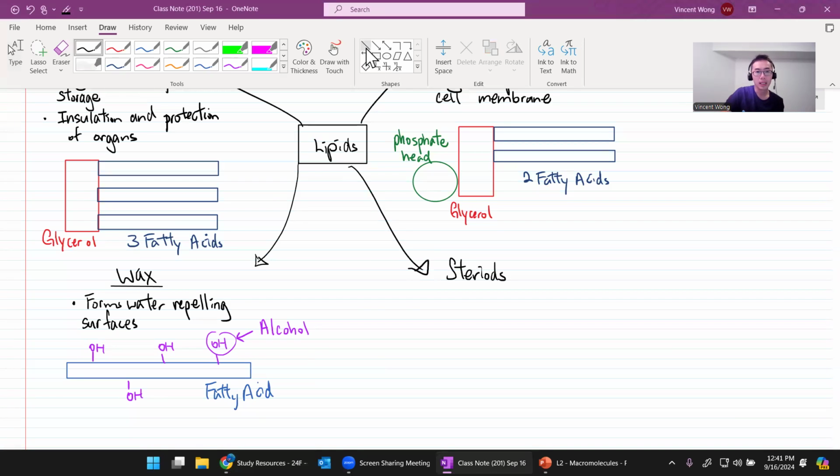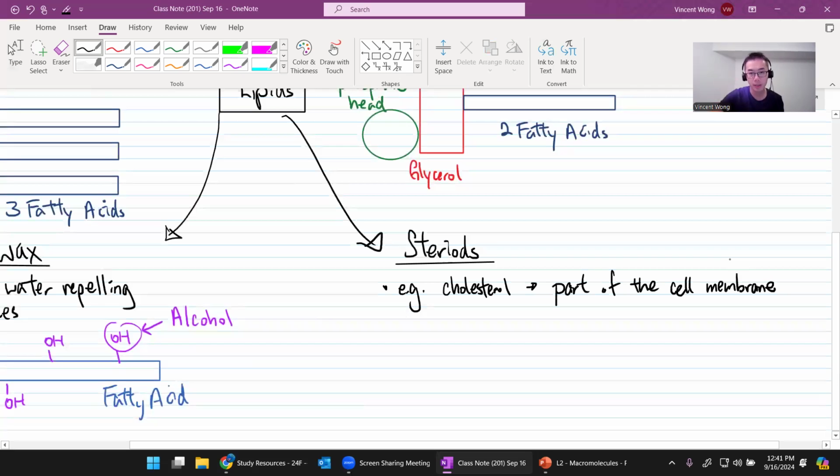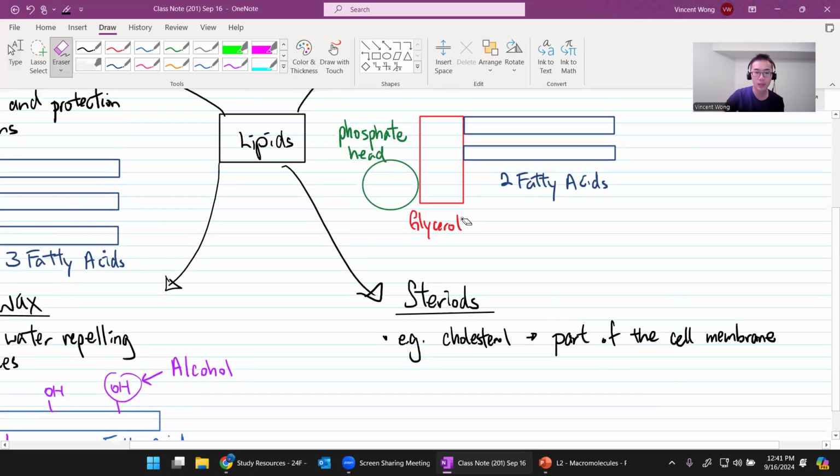Besides wax, we also have steroids. A lot of people, when they hear steroids, think of steroids that athletes use to build muscle, but we actually have steroids in the body. The function of a steroid is, for example, cholesterol. Cholesterol is a steroid, and it is used to make part of the cell membrane as well. Most of the cell membrane is made up of phospholipid, but there is a bit of cholesterol in there as well.